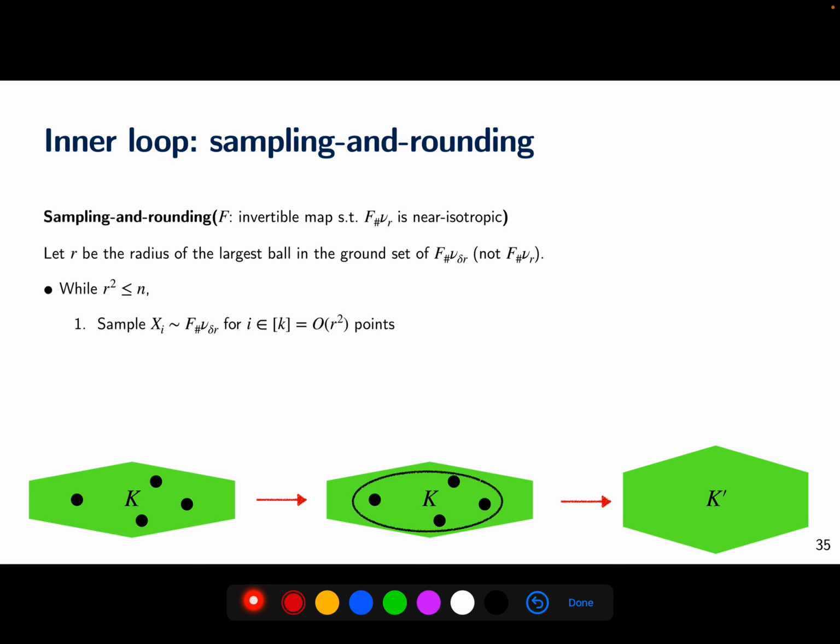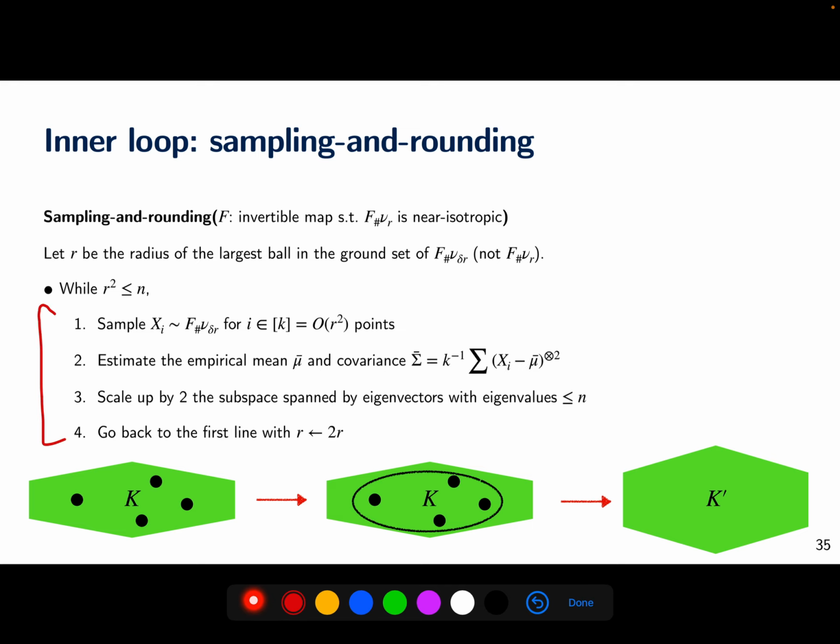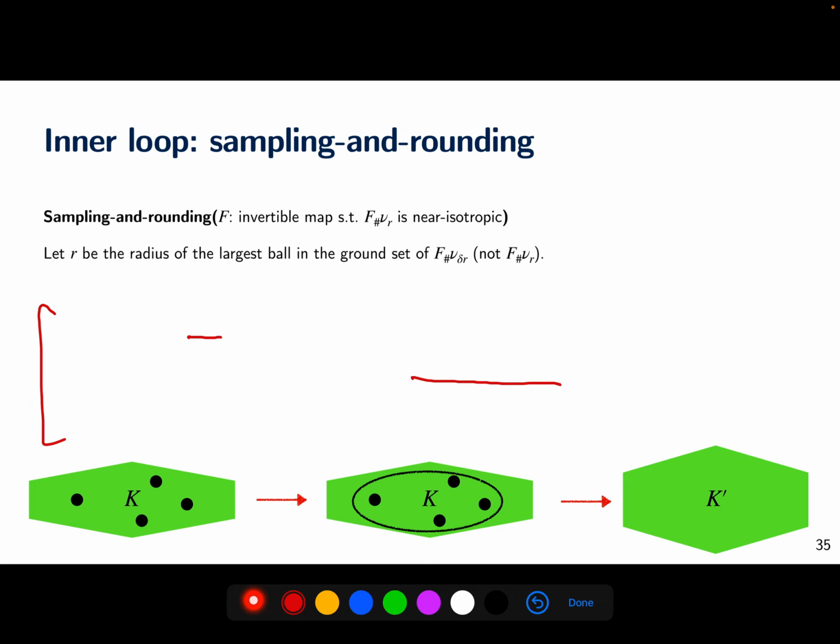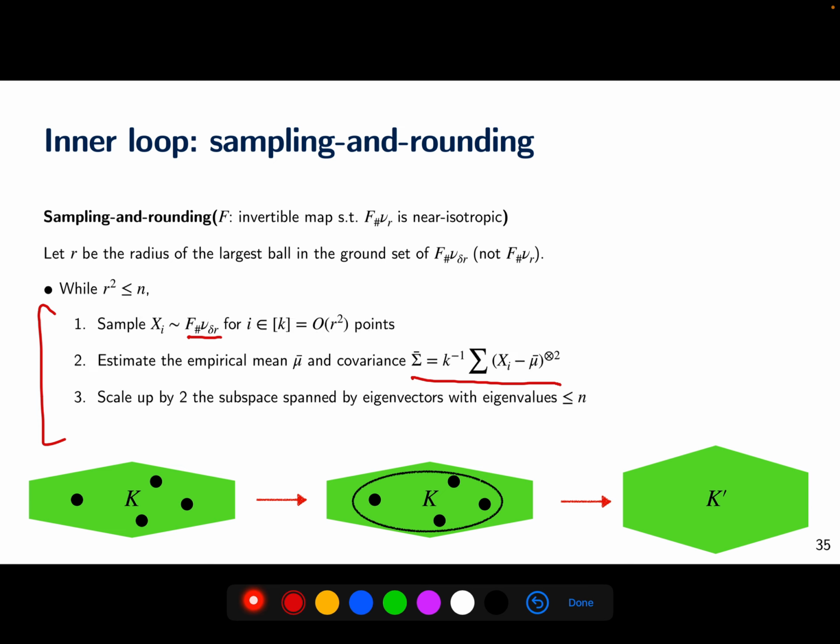So let me be more specific about this inner loop algorithm. Let's say R is the largest radius of the ball in the ground set. And then you just keep on repeating this loop. You first sample R squared many points from this distribution, and then you estimate the empirical mean and covariance through this quantity.